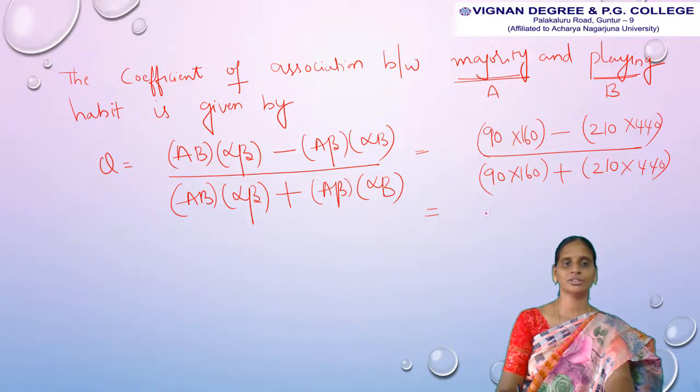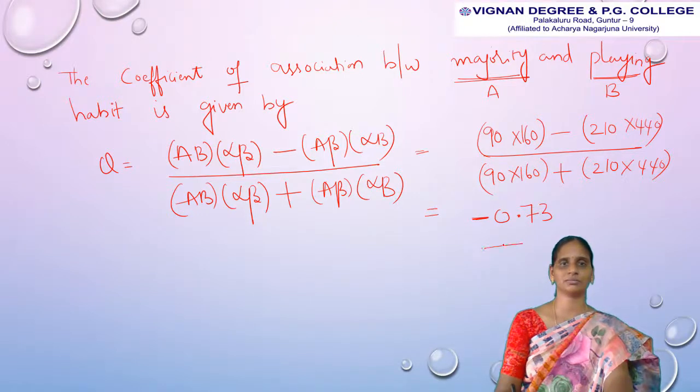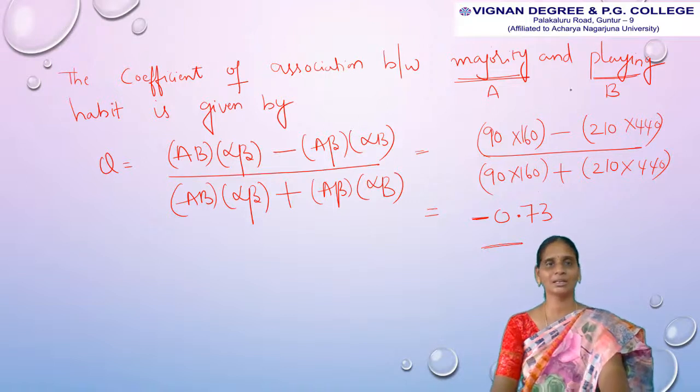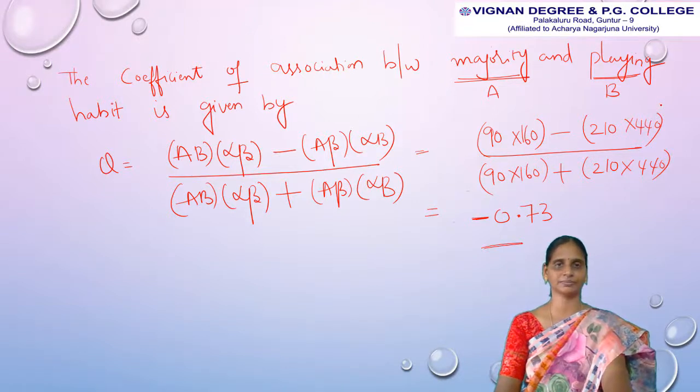So after solving these values, the value of Q is minus 0.73. So there is a negative association between majority and playing habit.